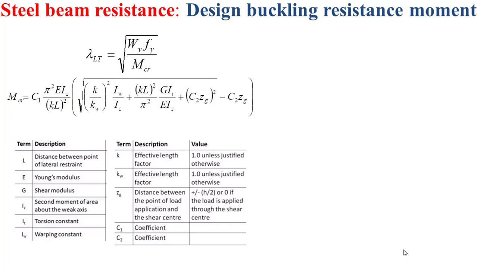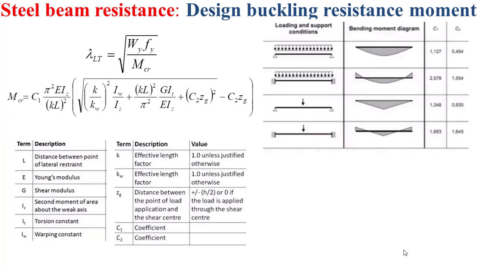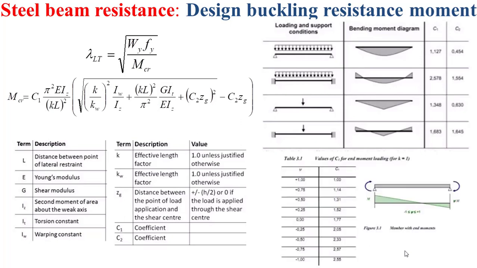The coefficients C1 and C2 are determined based on the table that you see now in the top right of this slide, depending on the loading and support conditions. And it's to note here that the coefficient C1 is determined in another way for end moment loading associated to member with end moments based on the table that you see now in the bottom right of this slide.